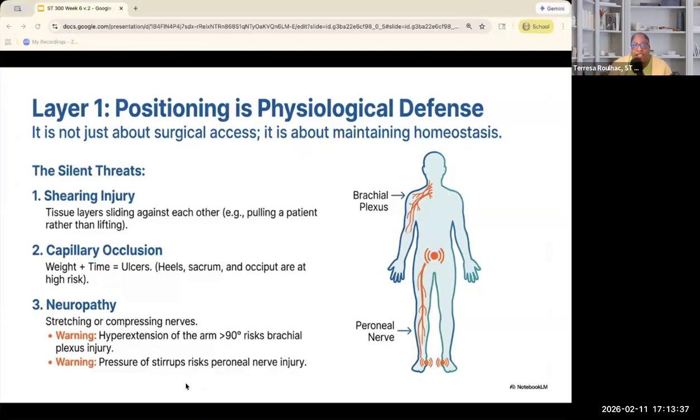When skin layers slide against each other, the tiny blood vessels can actually tear. That's why lifting patients rather than pulling them matters, even when, you know what, time is short and we got to get this next patient in. We're still going to take our time because it's one patient at a time.